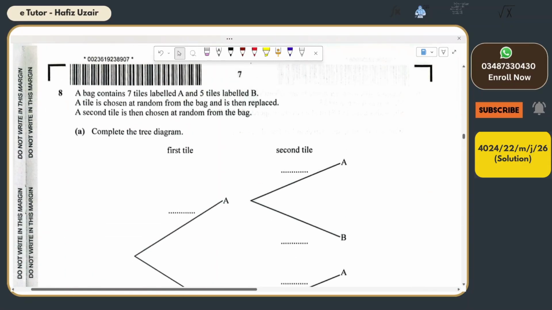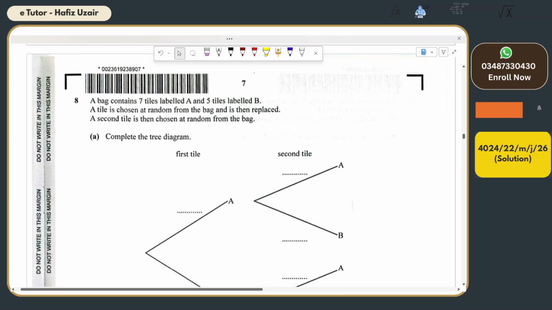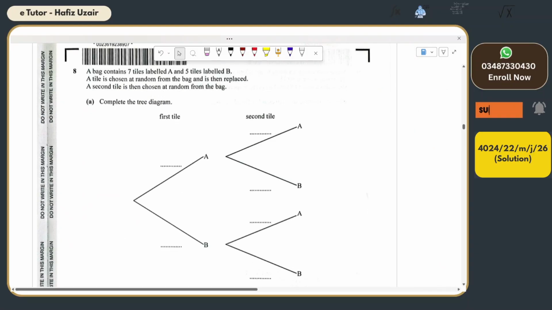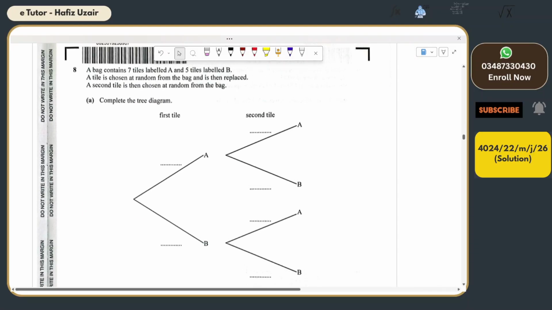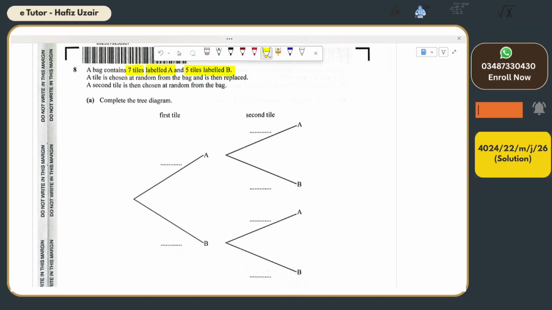Let's move to question number 8. In question number 8, you have a tree diagram. A bag contains 7 tiles labeled A and 5 tiles labeled B. So the total number of tiles will be 12. A tile is chosen at random from the bag and is replaced. A second tile is then chosen at random from the bag.